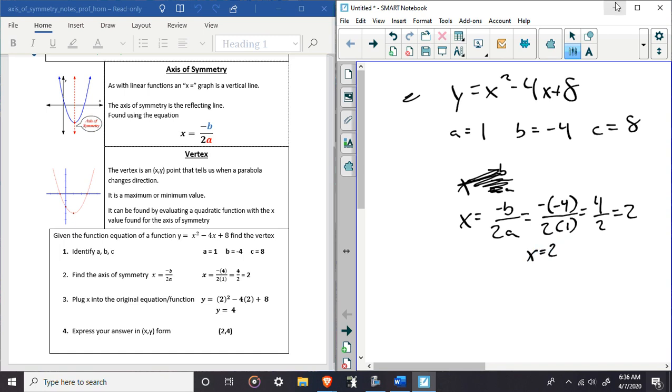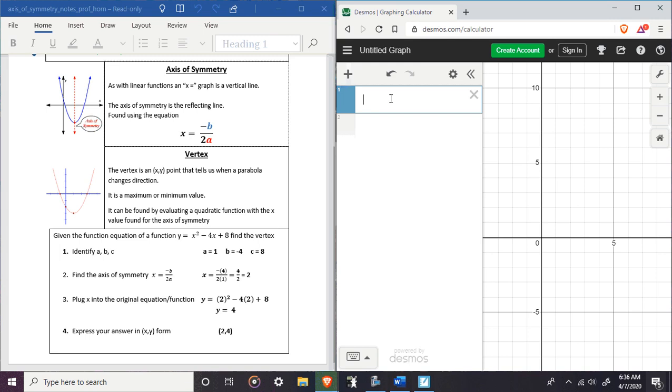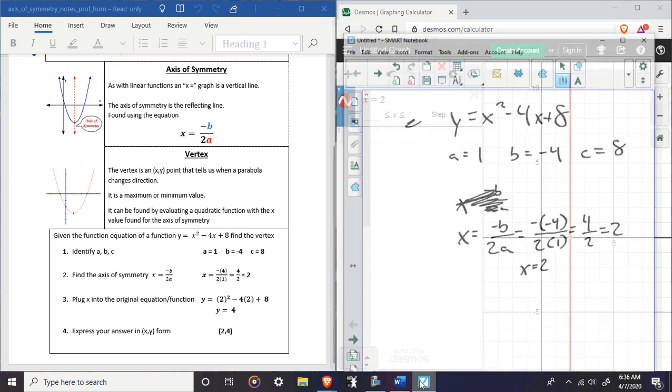So let's go ahead and put that in for now, just so you get a visual of what this looks like. X equals 2. It's a vertical line that goes through all the points where x equals 2.